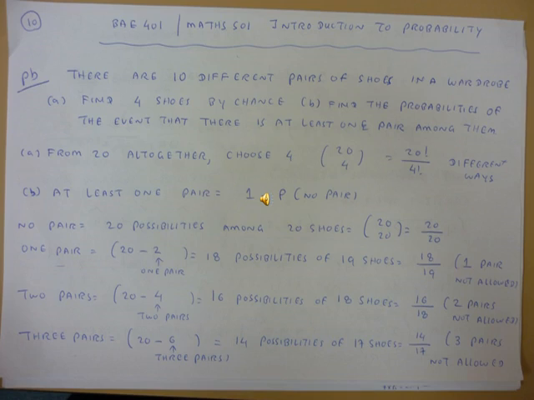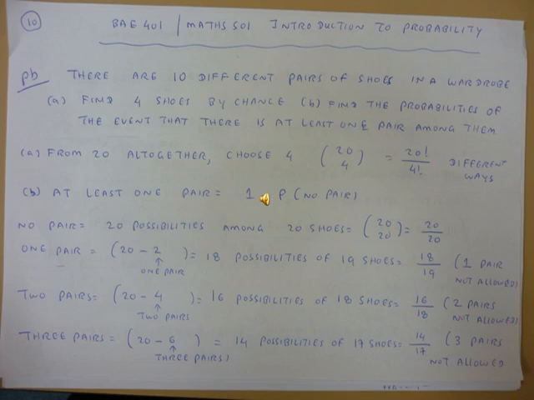So among these 18 possibilities of a 19 shoe, that will be 18 by 19. So this will be the one pair not allowed. For the two pairs, it is the four numbers of the shoes, so 20 minus 4 equals 16 possibilities. So 16 possibilities of an 18 shoe equal to 16 by 18. So that will be the two pairs not allowed.